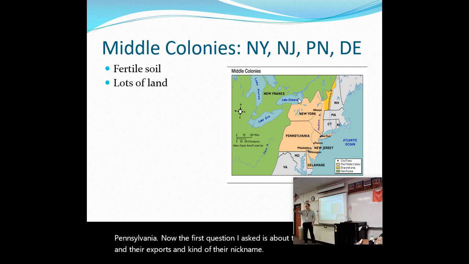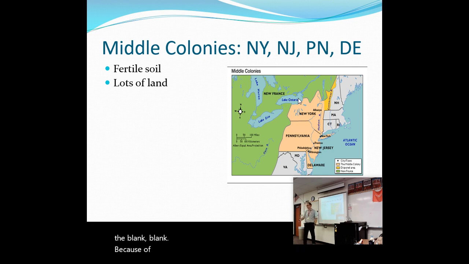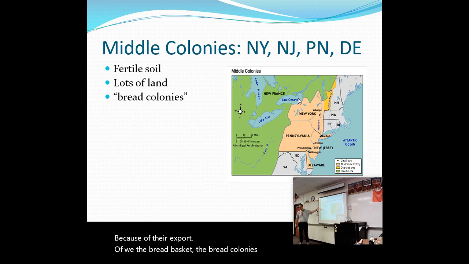Now, the first question I ask is about their fertile soil and their export and kind of their nickname. I know on, say, a Friday quiz, it'll be the Middle Colonies are known as the blank blank because of their export of like wheat. Aha! The bread basket, the bread colonies, the Middle Colonies, aka the bread basket, exporting wheat. So there's some economic detail, and they do great with all of that land and fertile soil. So the bread colonies were the bread basket.